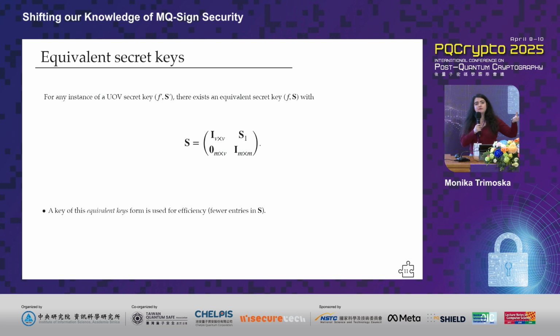But from this public map P, there are many, many possibilities for the combination of S and F, which are your central map and the isomorphism, okay? So mainly, people have found in the literature that there is always an equivalent key that exists, right? So from an attacker's point of view, you can always just attack this key, right?